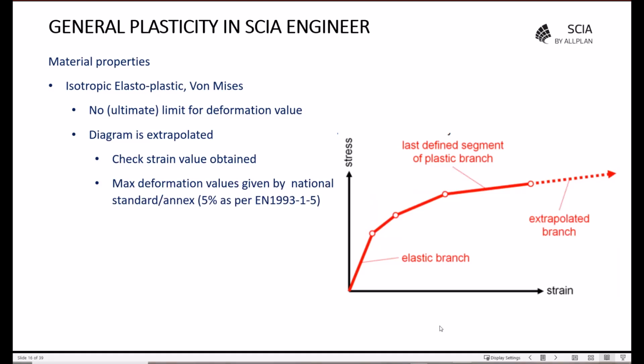With the von Mises model, there is no defined limit to the strain value, which means that when the actual stress exceeds the maximum stress defined by the diagram, the latter is extrapolated from the last branch using a tangent. Stress and strain values must be checked in accordance with the Eurocode. The maximum deformation value given by the national annex is 5%.